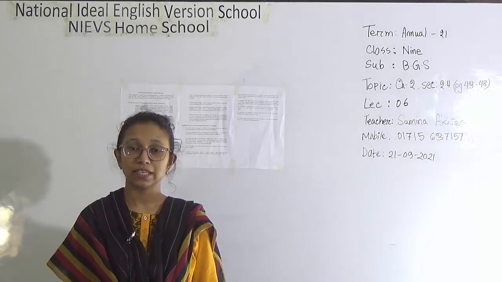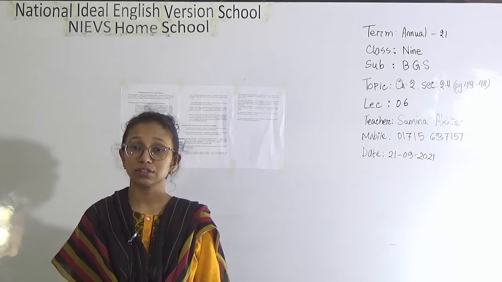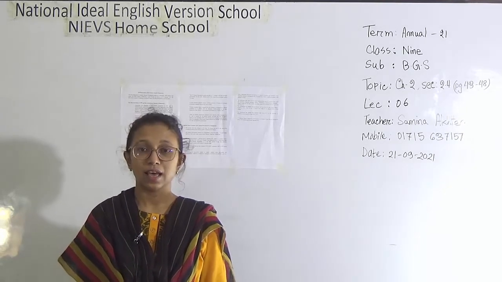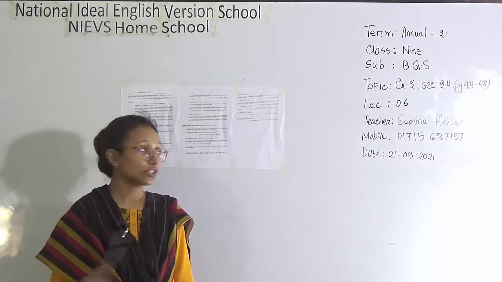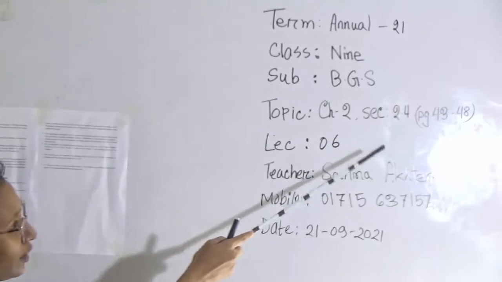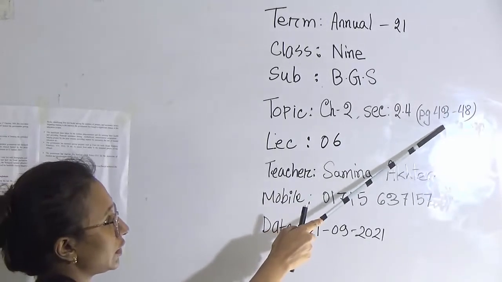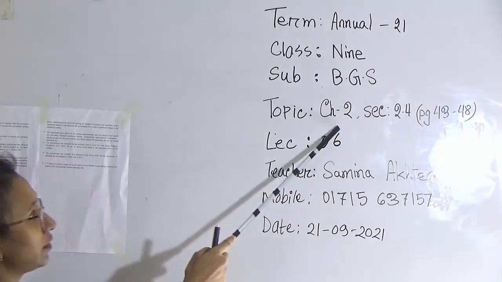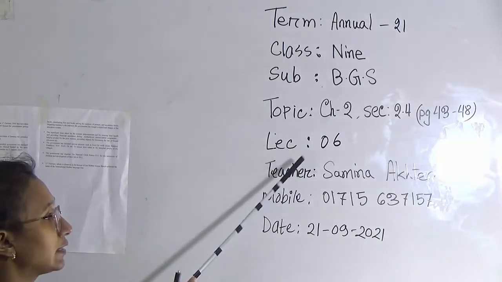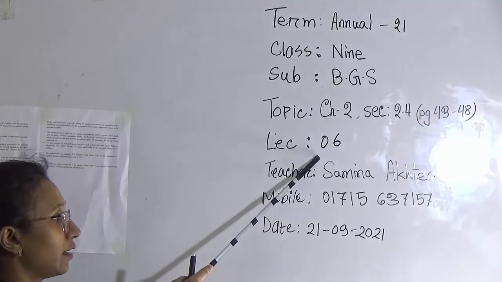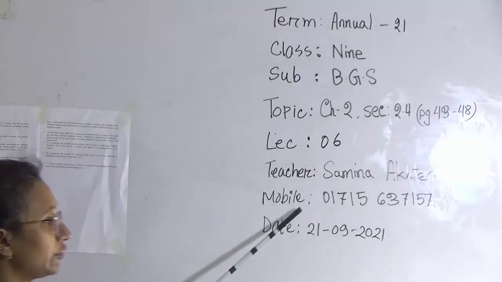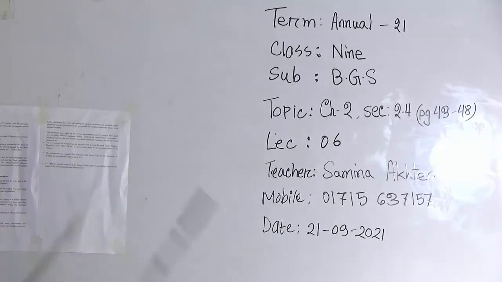Today I am going to take a class for the students of class 9 and the subject is BGS. Our topic is chapter 2, section 2.4, page number 43 to 48. This is the topic from your annual term and this is lecture number 6. My mobile number is given there. If you need anything, you can ask.